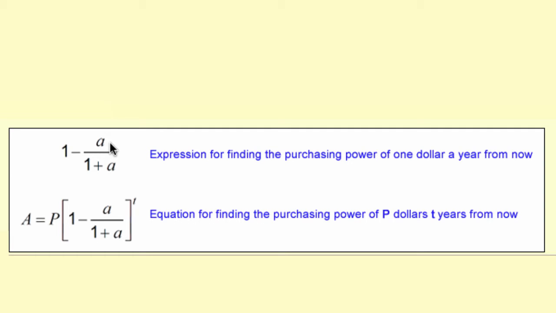And there's a formula for that. The letter A is used to represent the amount of inflation. So it's 1 minus the ratio of A divided by 1 plus A. That's how you find the purchasing power of a dollar a year from now. And if you're compounding that, you can use T for the number of years, and it kind of looks like the compounding interest formula. So you can use this formula to find the purchasing power of P dollars T years from now based on the annual rate of inflation that you have.